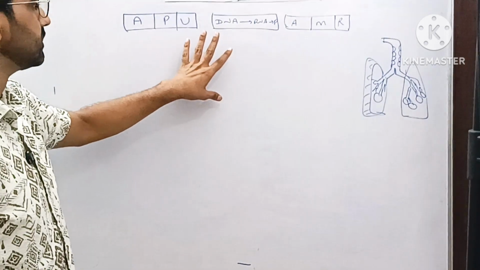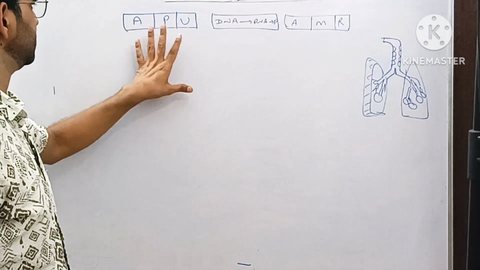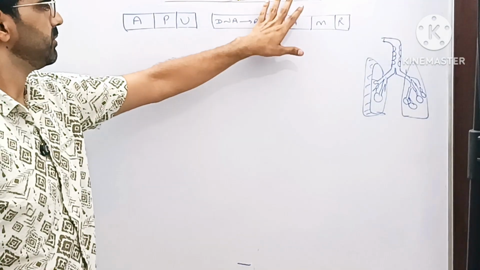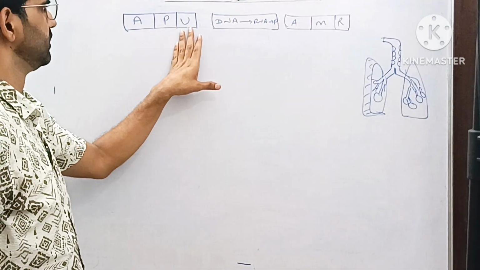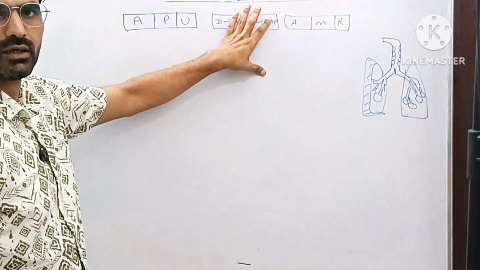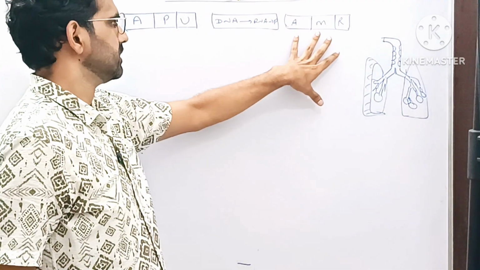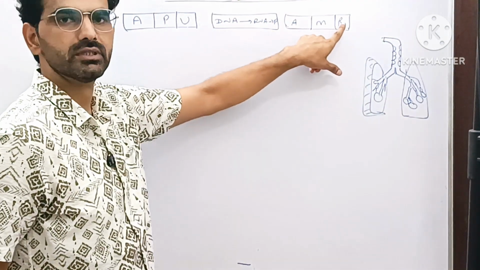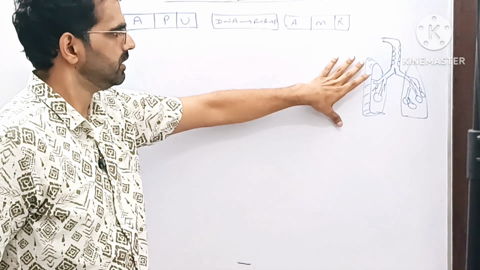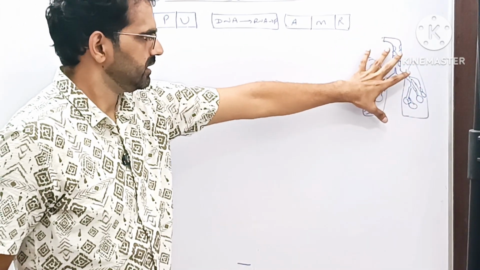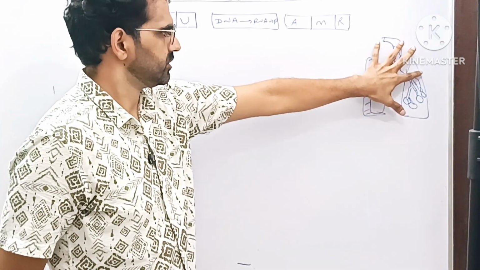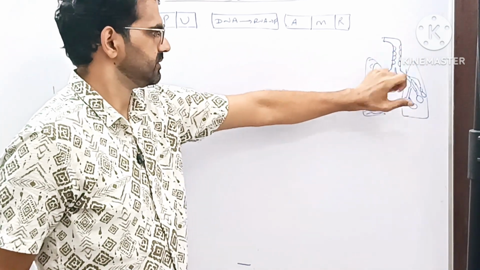So in continuation with our previous lectures, we discussed replication, the rule of 3, attachment, penetration, uncoating, then the central dogma part. Today we'll discuss assembly, maturation and release of virus from the cell. This is the upper respiratory tract. We'll take an example from this portion with respect to influenza viruses.